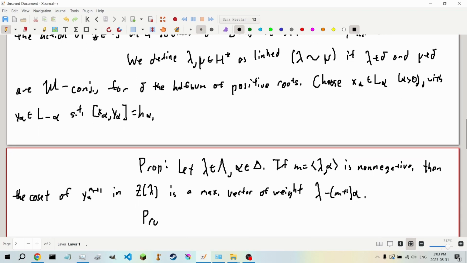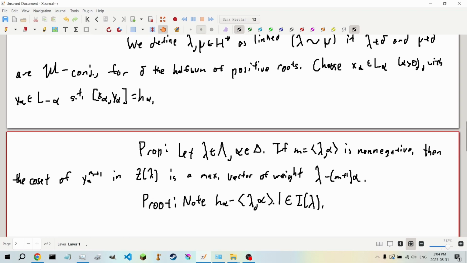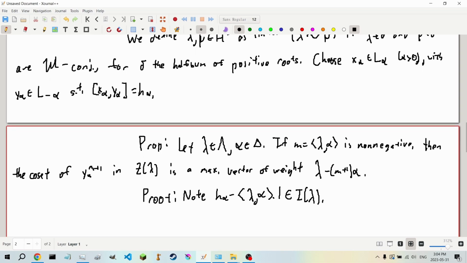The proof is from the lemmas of our previous formula, noting that h alpha minus the angle bracket of lambda and alpha acting on 1 is within the ideal I that we generated before. Can't even remember what those are called. But yeah, the ideal we generated before.